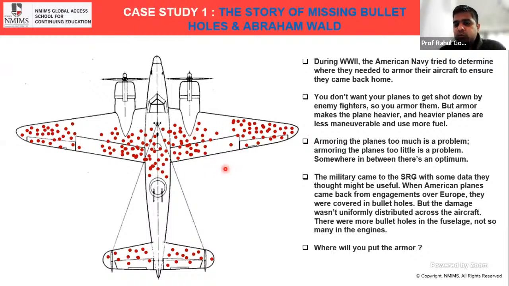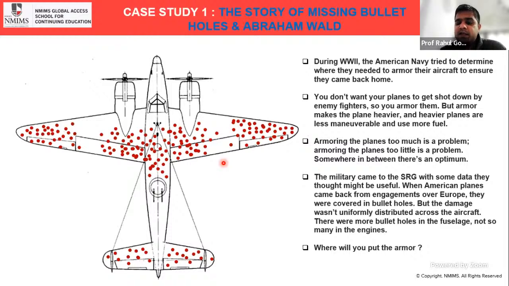So they took this problem statement to a group called the Strategic Research Group, who came with their own analysis to say, these are the areas where the planes had taken the maximum bullet shots. And we think that if we put more armor on these places, it will help planes come back to us, right? But then there was this person, a known statistician. He looked at their analysis, their data, and said that he doesn't agree with their analysis on this data.